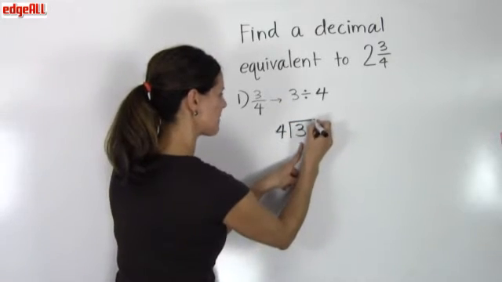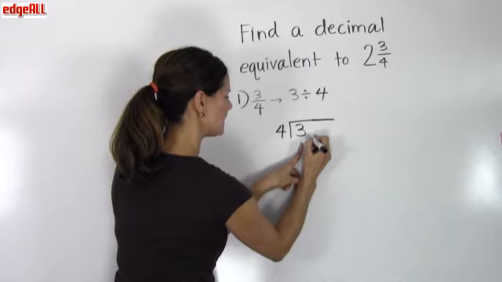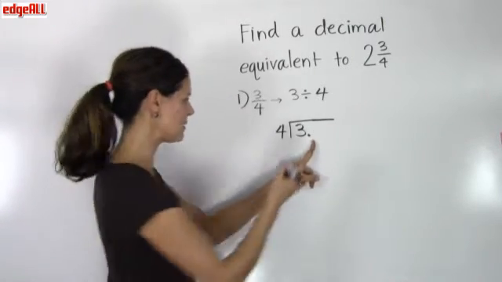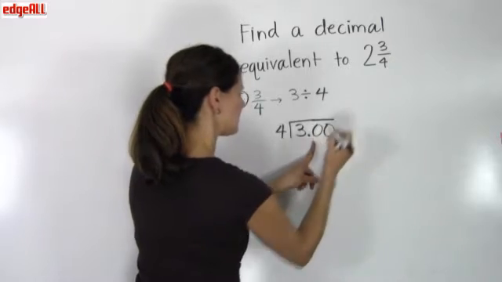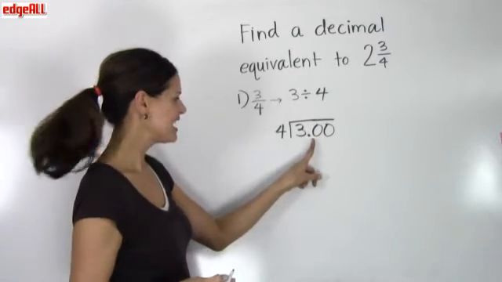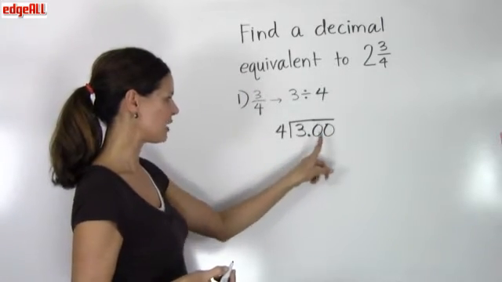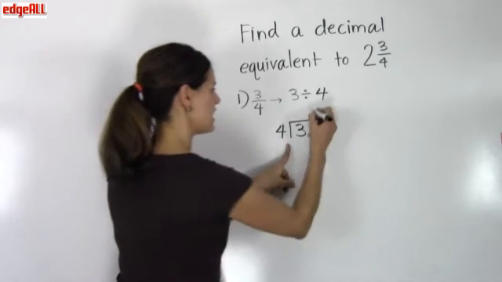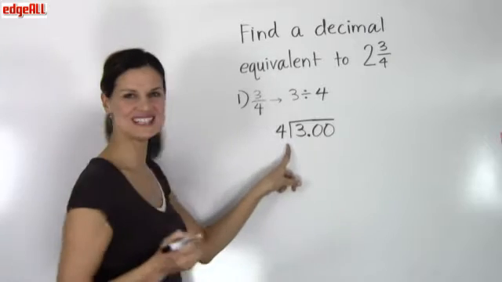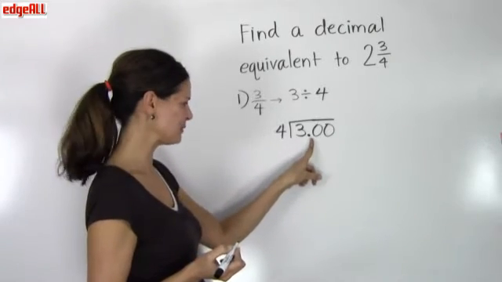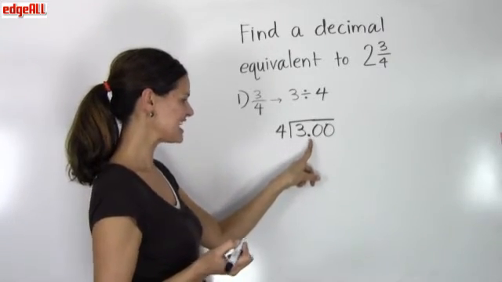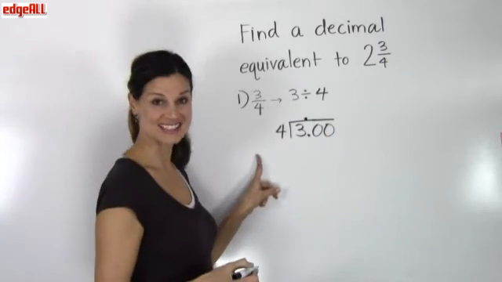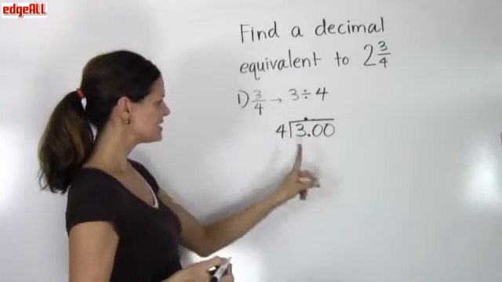So I need to make my 3 here, that's a whole number, into a decimal by putting a decimal point after my whole number, and I'm going to add a couple of zeros afterwards. So now I start my division problem here at 30. So 30 divided by 4. First, before I start my division, I always want to take my decimal point in the dividend and move it up to where it's going to be in my answer, or in my quotient.